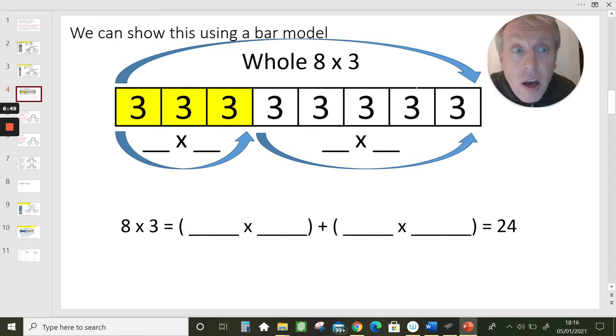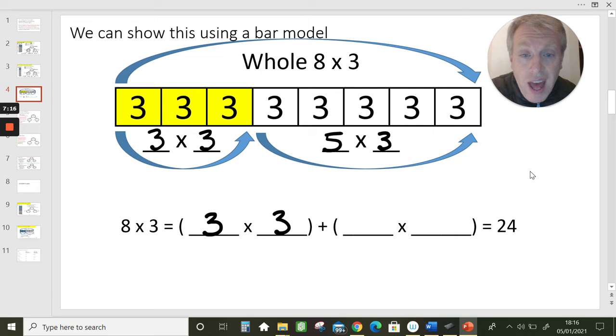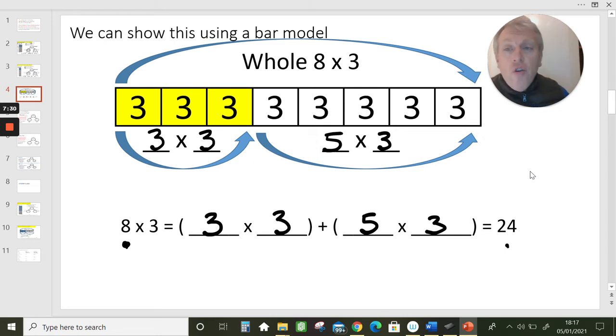Here's 8 times 3. Now we haven't drawn groups of 3. We've just said it's 8 threes. So this one would look like this. 8 times 3. The yellow part is 3 lots of 3. What about the white part? What's the white part? It's 5 lots of 3. We can write it. 8 times 3 is 3 lots of 3 and 5 lots of 3. 3 groups of 3, 5 groups of 3, 8 groups altogether, 8 groups of 3, and it's 24 altogether.